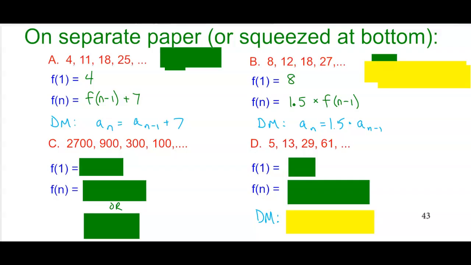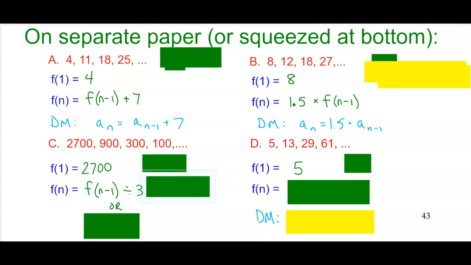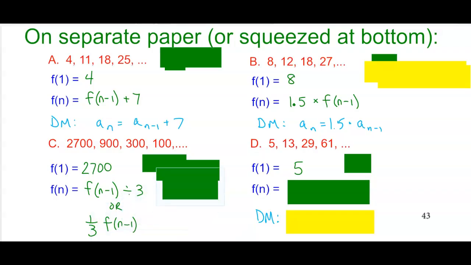So pause here and try to write your rule. Okay, term 1, 2700. Term 1, 5. That part's simple. For f(n) here, we need to notice what's happening. So it's possible that you wrote down divide by 3. Or it's possible that you wrote down multiply by 1/3. Either one of those totally works. So if you did the divide by 3 version, it would look like this. If you did the times 1/3 version, it would look like this. Both of them are totally acceptable.